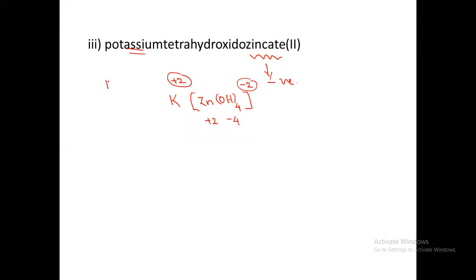We know the charge of potassium is +1. So to have +2, how many potassium do we need? 2 potassium. Okay, no need to show the charges. So this is the answer: K2[Zn(OH)4]. So only the number of counter ions you have to find out from the charge of the complex. Okay.